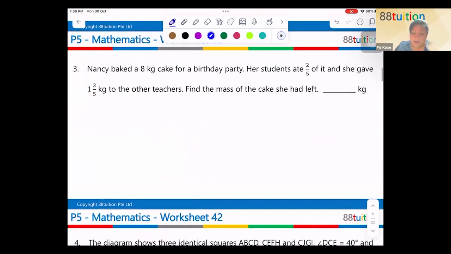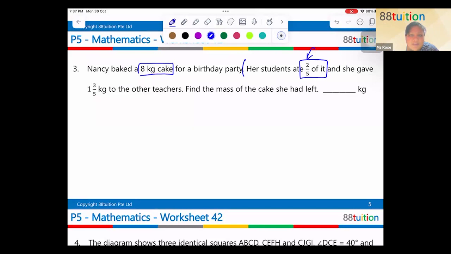Okay, let's look at question number 3. Now, question number 3, how many of you got it wrong? Is it because of the fraction? Now, you must understand this part. 8 kg is the value. So in this case, what you need to do is take note. She baked 8 kg of cake and her students ate 2 out of 5 of it. Now, this 2 out of 5, does it have a value to it?